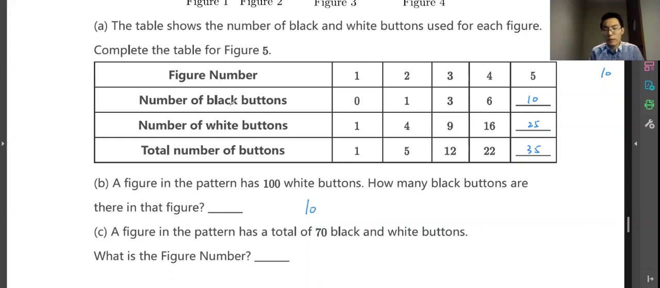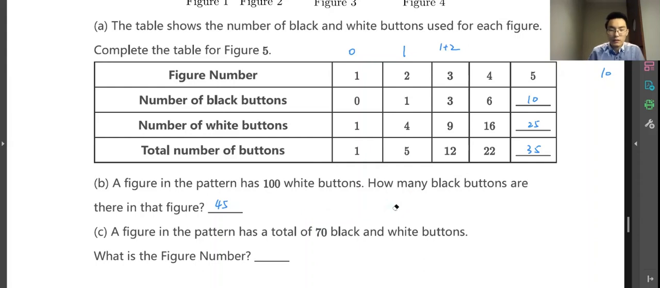But for the number of black buttons, we have to pay attention because at 1, we have 0. So we start counting at the second one. For 1, we have 0. And then for 2, we have 1. For 3, we have 1 plus 2. So for 10, we should add all the way to the number before 10, so 1 plus 2 plus all the way to 9. Then use the equation: first term plus last term, times the number of terms, divided by 2. It will give us the sum of 1 plus 2 plus all the way to 9, which is 45. So there are 45 black buttons in that figure.